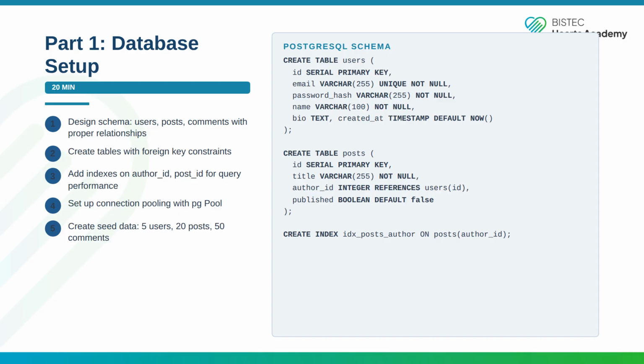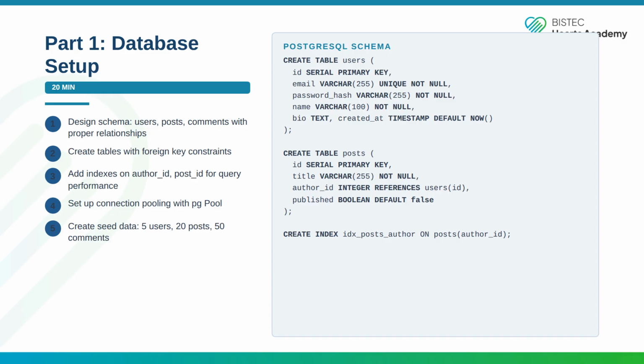After creating the tables, add indexes. Index the author ID column on posts and the post ID column on comments. These are your most common join conditions. Without indexes, list queries slow down fast as your data grows.